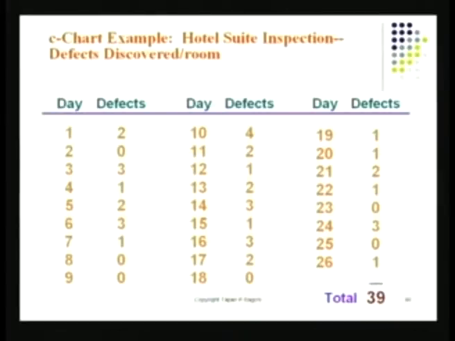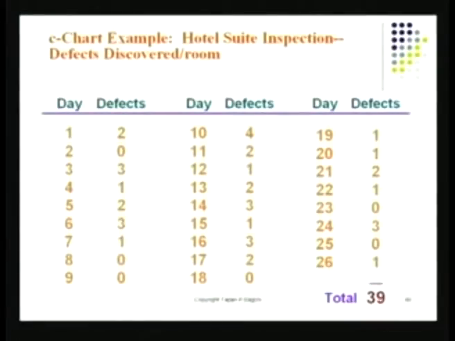Here in this case, it's an interesting application of the C chart. Hotel suite inspection. This is a service application. Defects we found per room. Stationery was missing. The curtain was not pulled to completely close, for example. The bed sheet was slightly ruffled, and the ashtray was slightly nudged to one side, and so on. But these are things that the guest may not like. So these are all marked as defects.